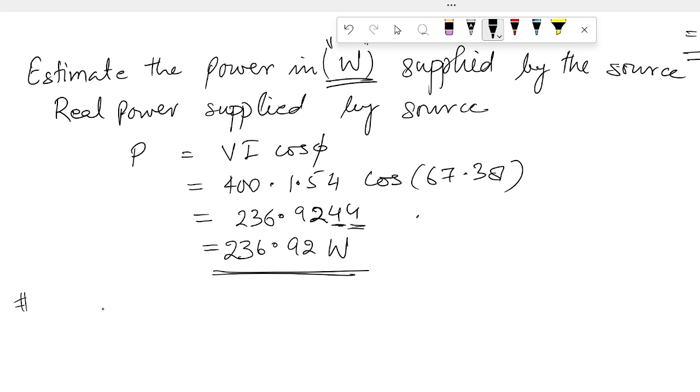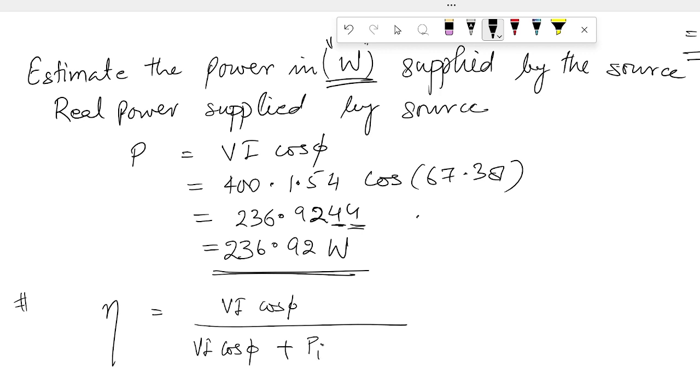What is the transformer efficiency? That is VI cos phi, the output power, upon VI cos phi plus Pi, that is iron loss, plus Pc, this is copper loss. And you know the maximum efficiency condition is that iron loss must be equal to copper loss for achieving maximum. Clear? Yes or no? Yes, sir.